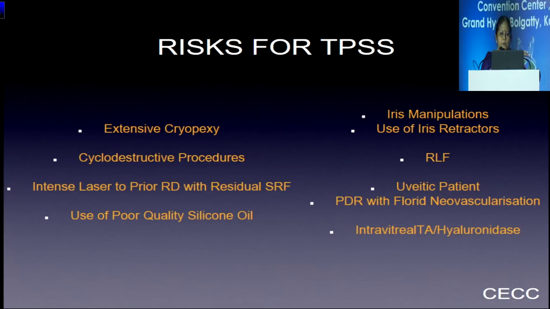The risk factors for TPSS could be similar to TAS. It could be procedure related or process related. There are extensive cryo or cyclodestructive procedures. When we used poor quality silicone oil earlier, when good quality silicone oils were not available, we used to see a lot of TAS.